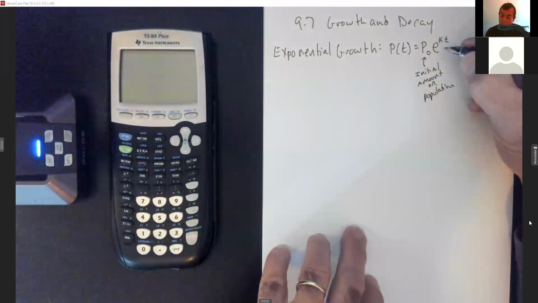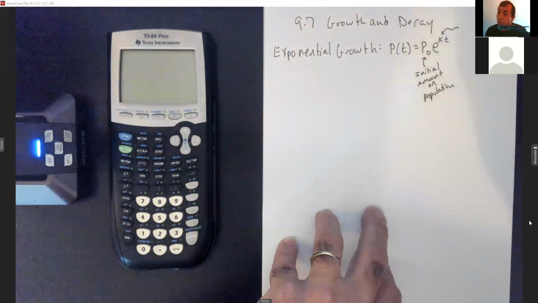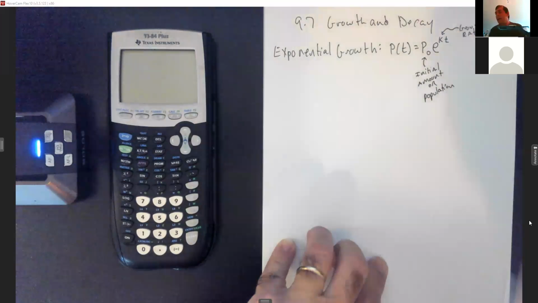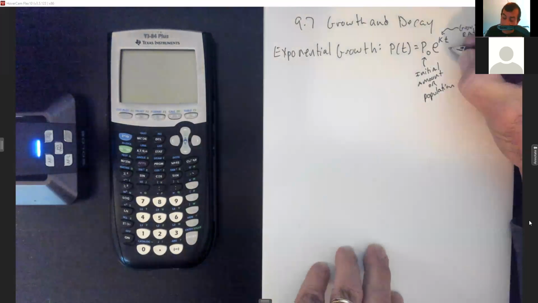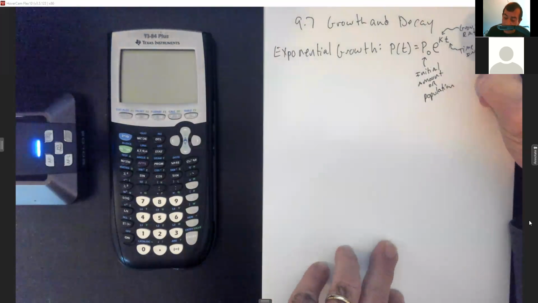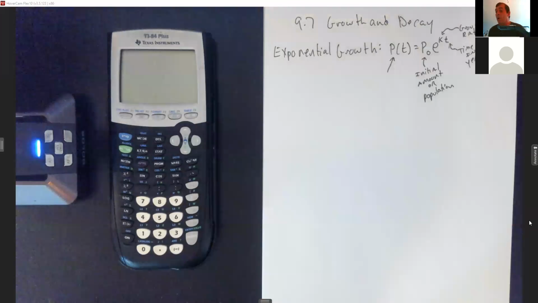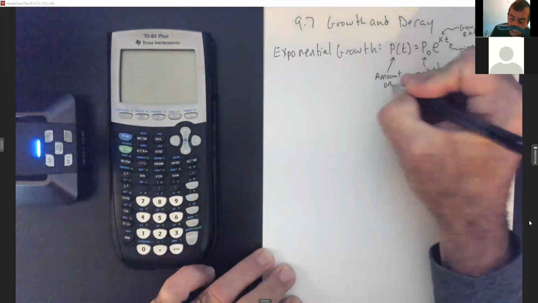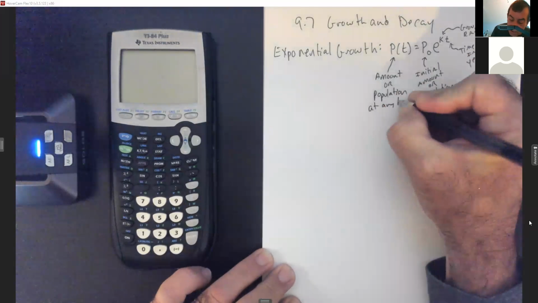E is Euler's number, which we learned about. K is what we call the growth rate, or later it'll be the decay rate when we look at decay. And then t is going to be time in years. And then the P of t we have over here, that's the amount or population at any time t.